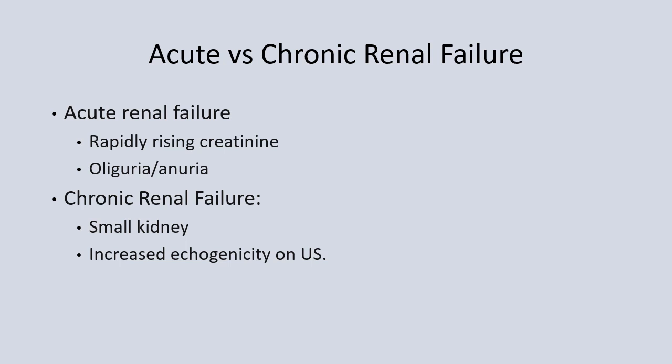Also, decreased urine output or lack of urine output is also indicative of acute renal failure, whereas chronic renal failure is characterized based on increased echogenicity on ultrasound, which I'll show you in the next slide, and it's also characterized by a smaller kidney. So this decrease in kidney size is caused by decreased function of the kidney, and once you stop using something, it becomes smaller. Think of not using muscles leads to small muscles. Same concept here in the kidney.